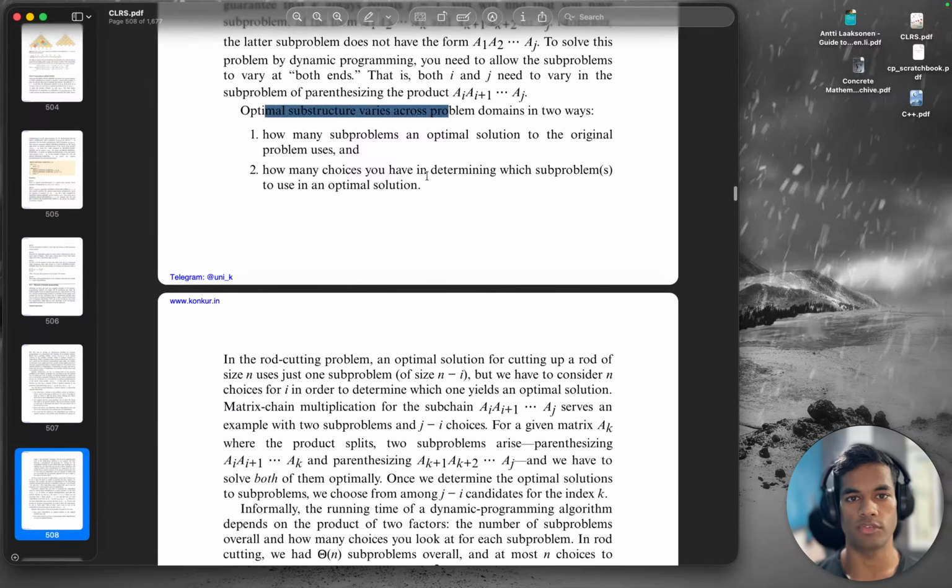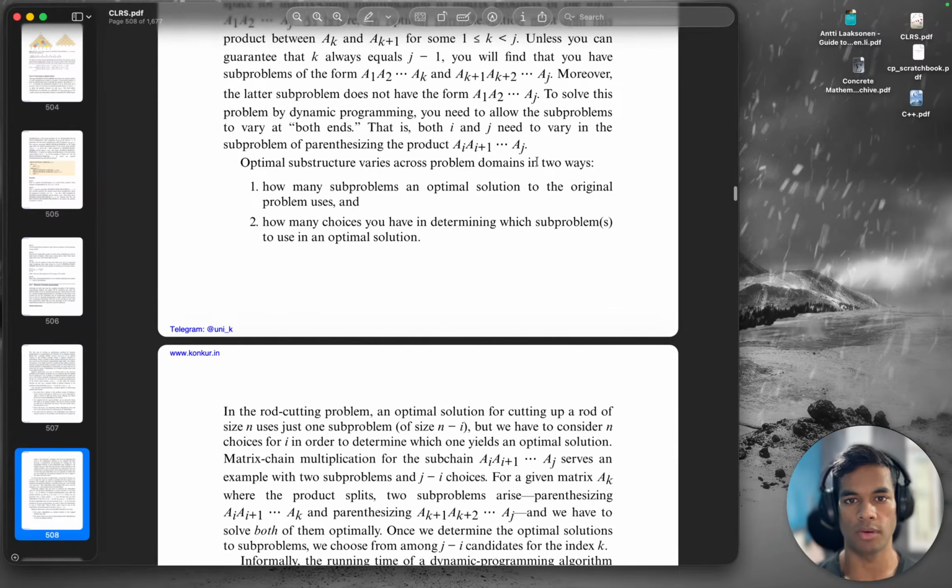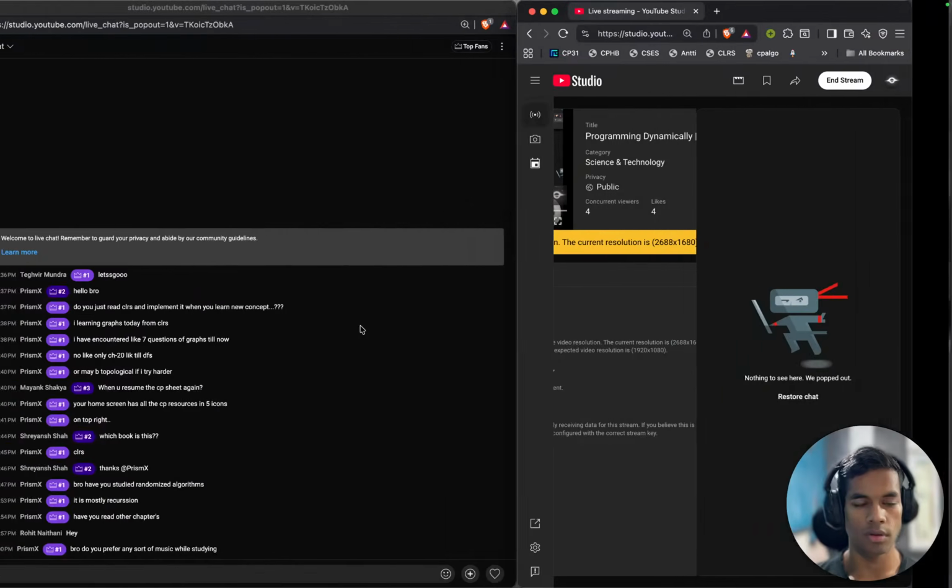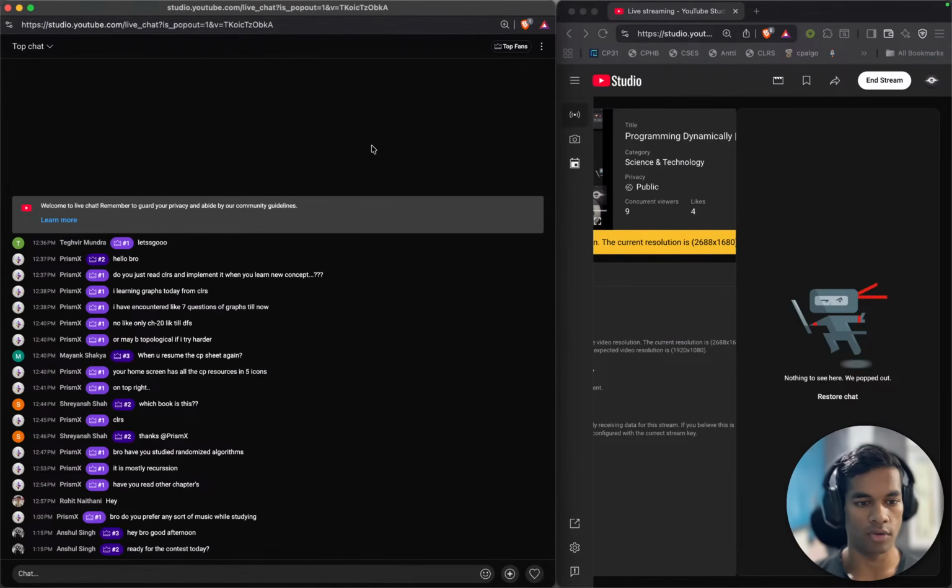Optimal substructure varies across problem domains in two ways.